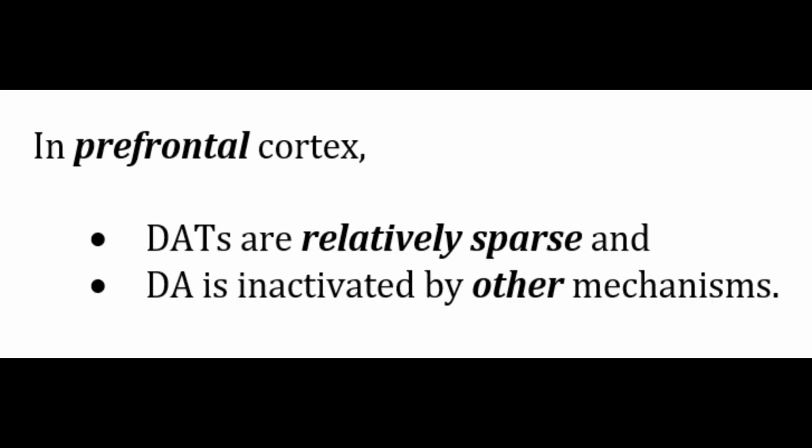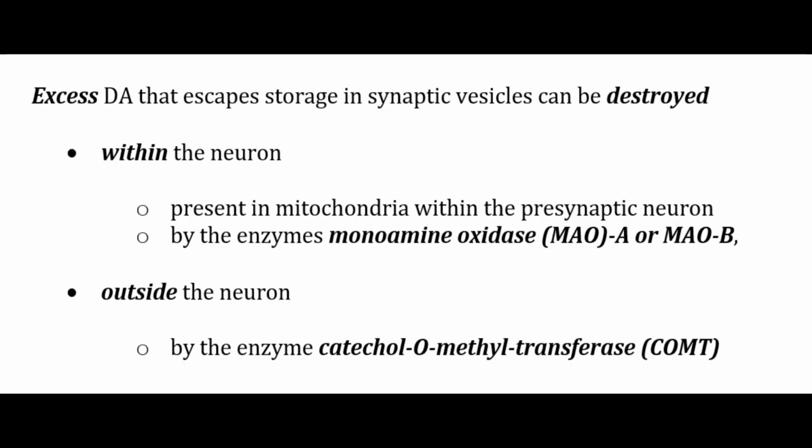Now, a point of interest is that in the prefrontal cortex, DATs are relatively sparse and dopamine is inactivated by other mechanisms. So, the excess dopamine that escapes storage in synaptic vesicles can be destroyed within the neuron by the enzyme monoamine oxidase A or B, which is present in the mitochondria within the presynaptic neurons, and outside the neuron by the enzyme catechol-O-methyl-transferase, also known as COMT.